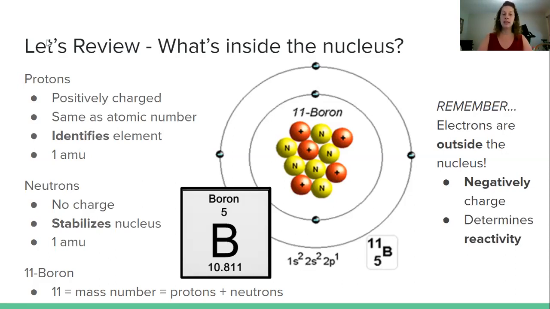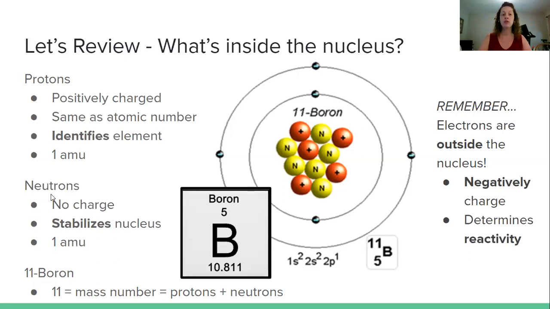So remember, inside the nucleus, you have the protons. They're positively charged. The atomic number tells you how many protons there are. They identify the element. That's their major influence and purpose. And they have a mass of 1 AMU, so relative mass of 1 atomic mass unit.